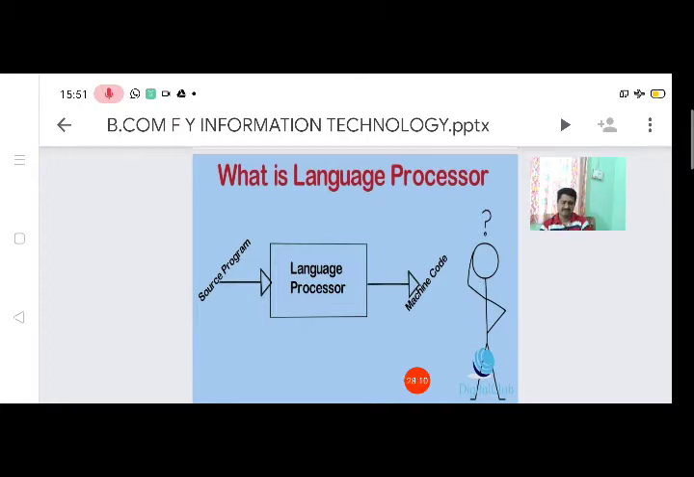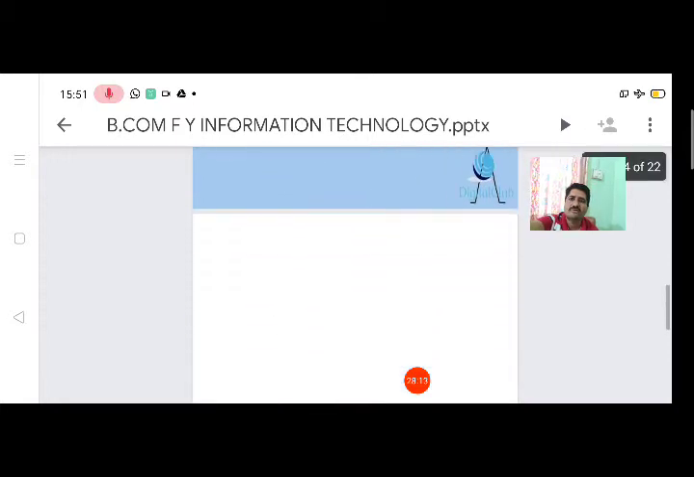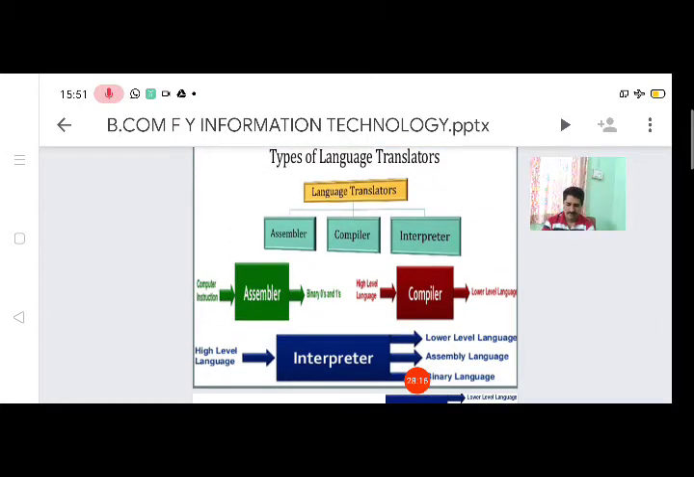To be executed, a special translator system software is used to translate the program written in high level language into machine code, called a language processor. And the program, after being translated into machine code, is the object program or object code.